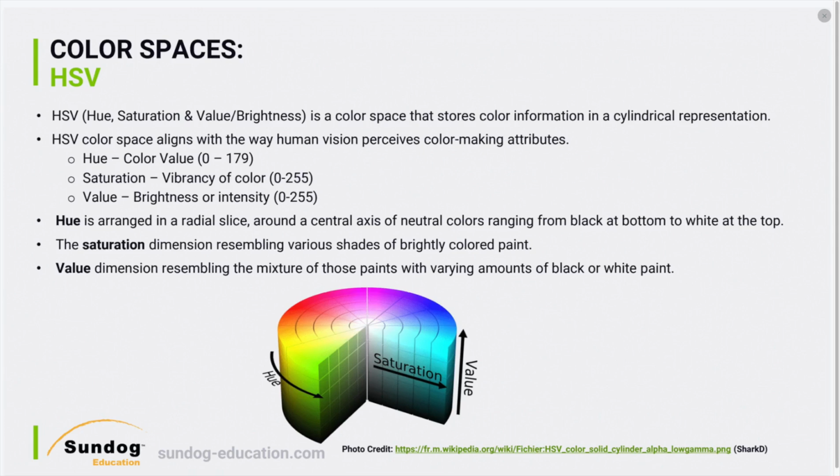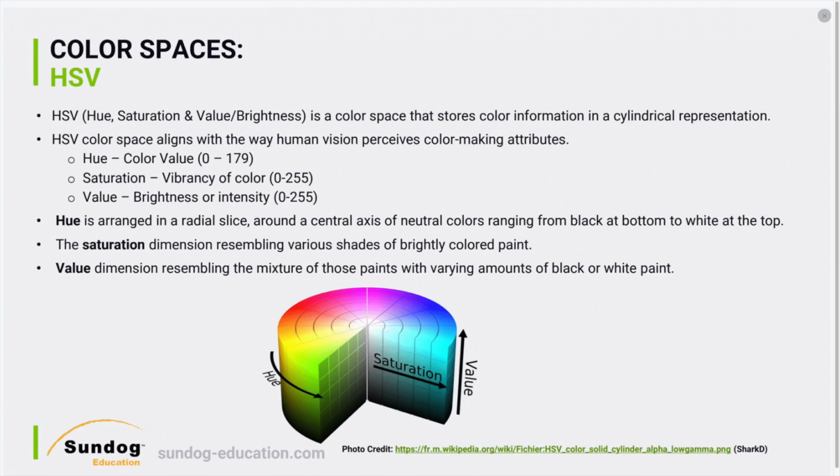Again, let's read it together. Hue is arranged in a radial slice around the central axis of neutral colors, ranging from black at the bottom to white at the top. That's all the colors that we want. We can select which color from the angle. From the saturation, we can change how vibrant, how saturated the color is, kind of like more paint. That's saturation. And then the value represents the brightness, how bright that color is going to be.